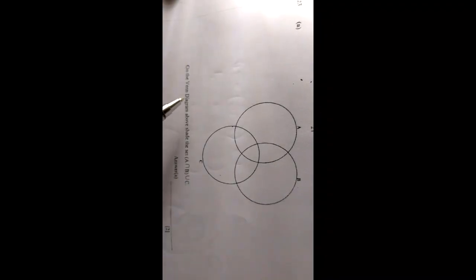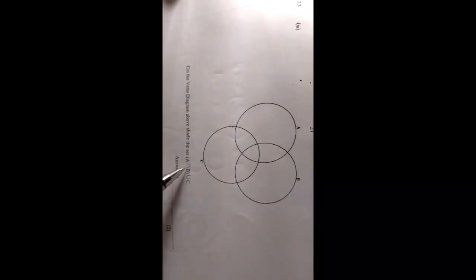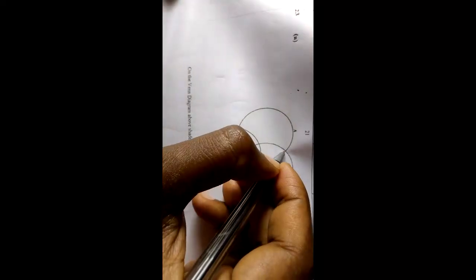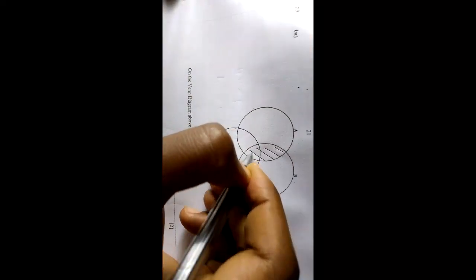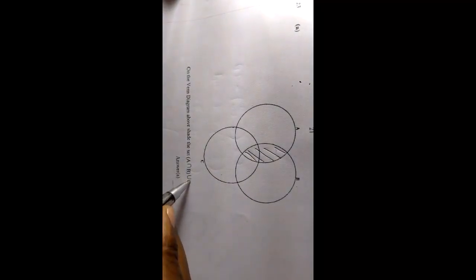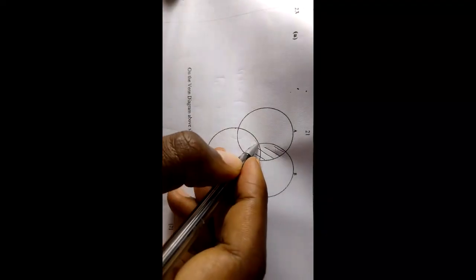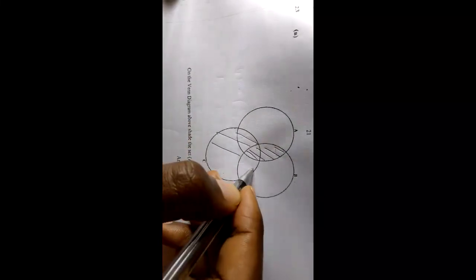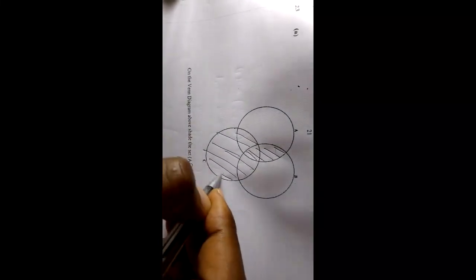Question 23, given sets A, B, and C. It says on the Venn diagram above, shade the set A intersection B union C. So A intersection B is just where set A overlaps with set B, and union C, so I'm just taking everything from set C. So I'm going to shade all of set C. So that is the answer.